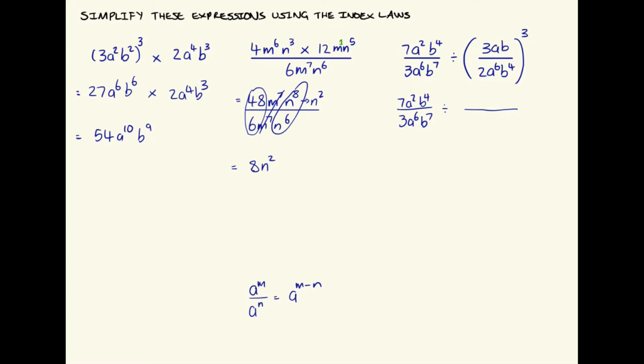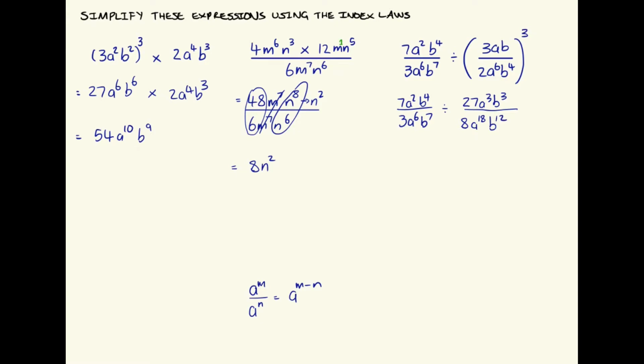So let's go ahead. It'll become 27 a cubed b cubed. Let's fix that cubed up. All right, over 8 a to the, now remember, when you are raising a power by another power, those two multiply, okay? So that's index law number 4. So it'll be 6 times 3, which is 18, times b to the power of 4 times 3 is 12.